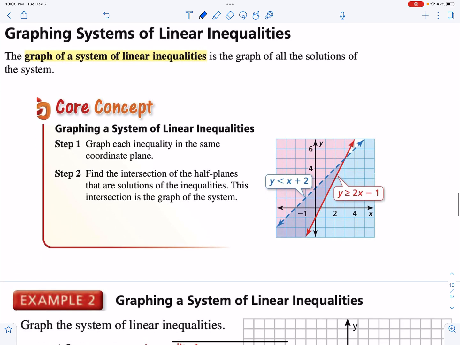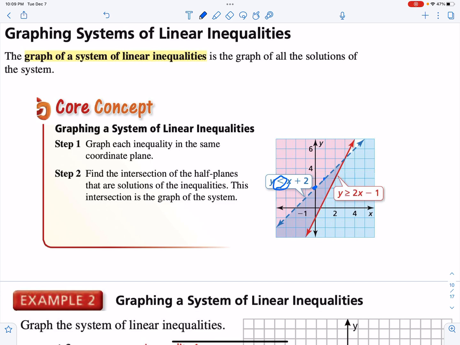So when we go to do these, notice here we have two equations. They have x plus 2. Here's our y-intercept of 2. And they went up 1 over 1. And it's a dotted line because that's a less than symbol. This one is -1 for an intercept. They go up 2, right 1. And they do a solid line because there's an equal to bar on that.